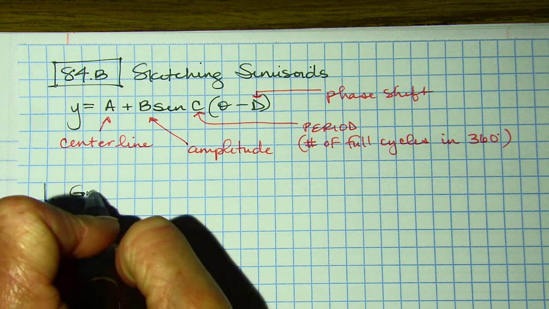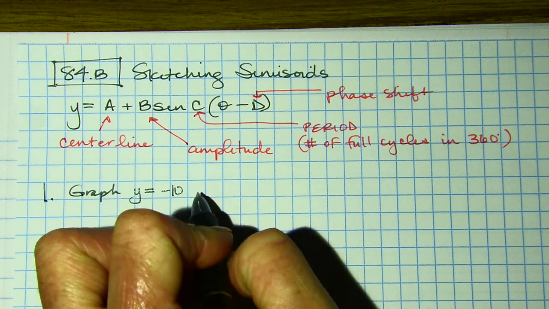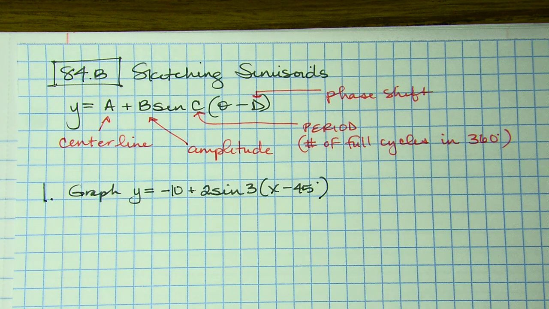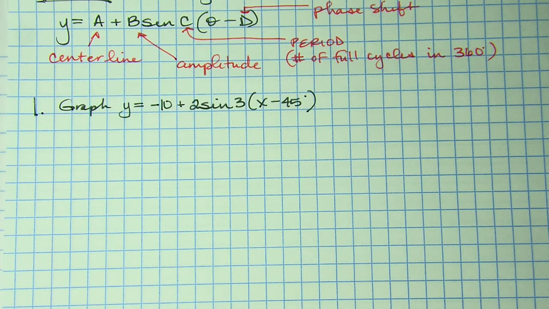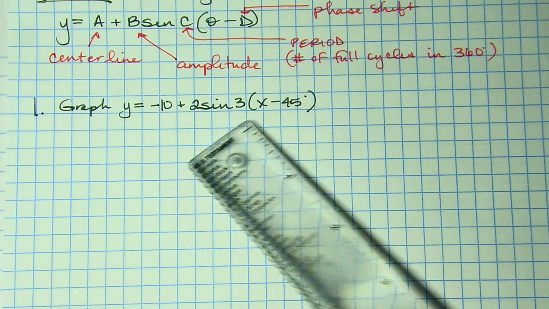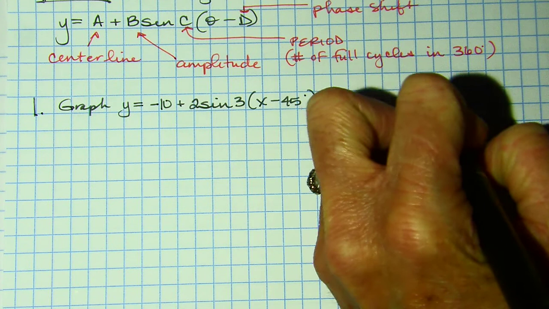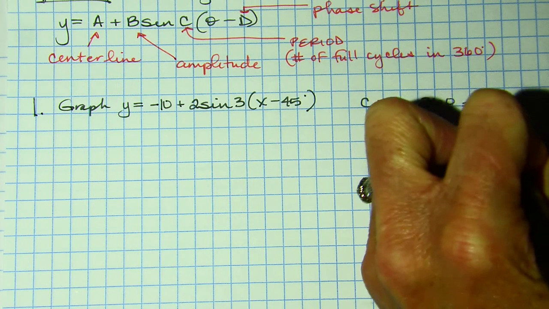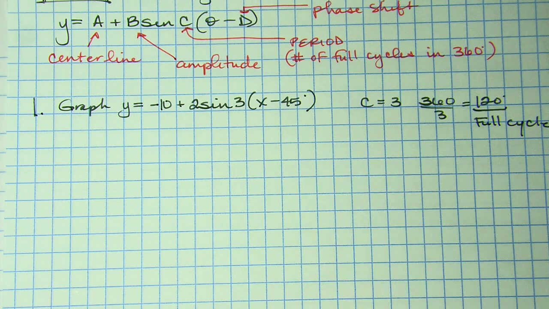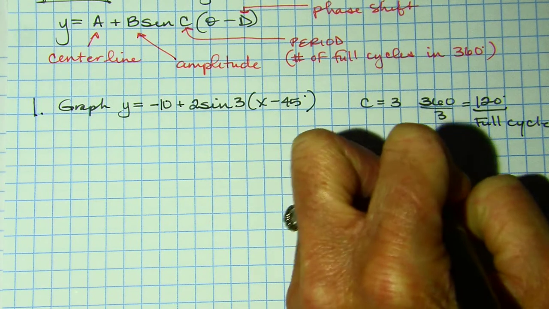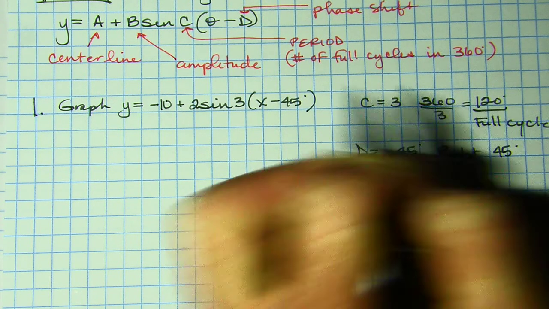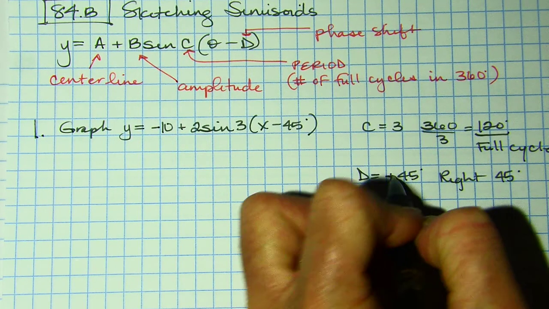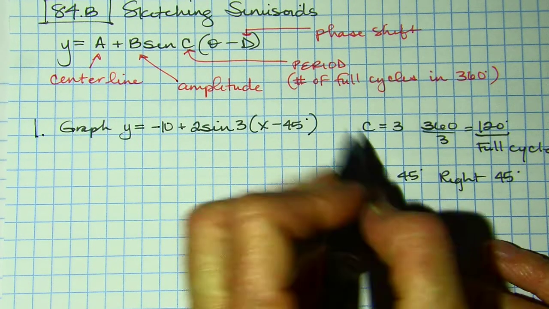All right, so graph y equals negative 10 plus 2 sine of 3 times x minus 45 degrees. All right, so the first thing I notice is my center line, amplitude 2. If C equals 3, then that means that 360 divided by 3 is 120. That means that in 120 degrees, I will complete a full cycle. D is negative 45, so that's actually a shift to the right 45 degrees. Because if the standard setup is subtract, then 45 is actually a positive. Whoops, then D is actually a positive 45 degrees.